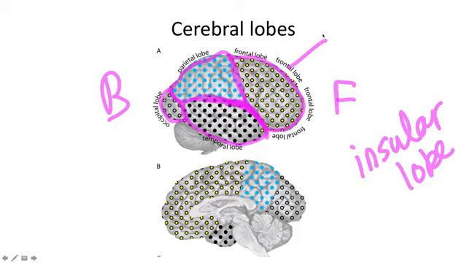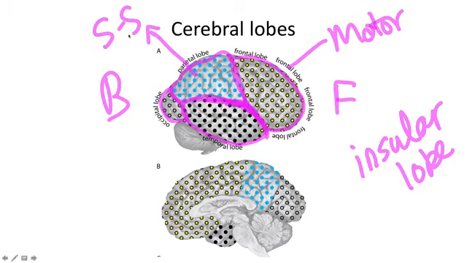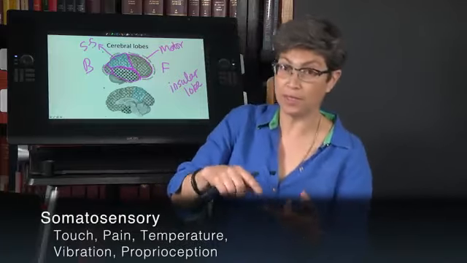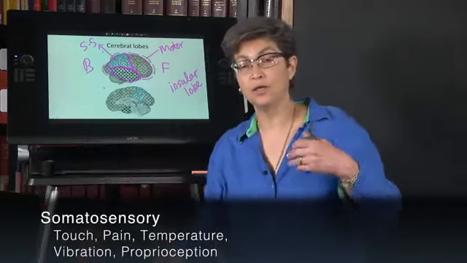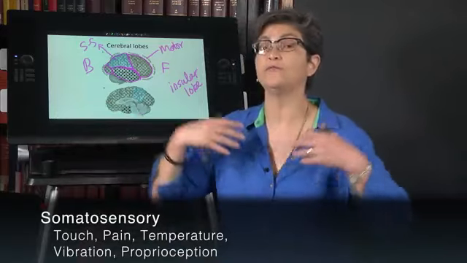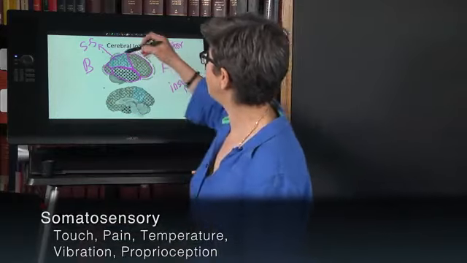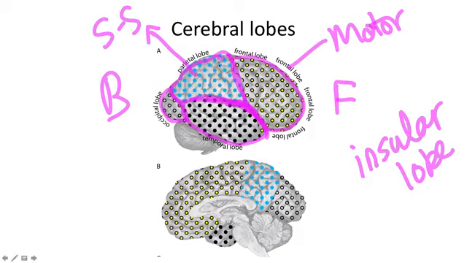The frontal lobe has motor functions. That's where primary motor cortex is. The parietal lobe has somatosensory functions. Somatosensory means touch, pain, temperature, vibration, the sense of where the body is. All of that is somatosensory. The parietal lobe has the primary somatosensory cortex right here. Primary motor cortex is right here. In the temporal lobe is primary auditory cortex, and in the occipital lobe is primary visual cortex.